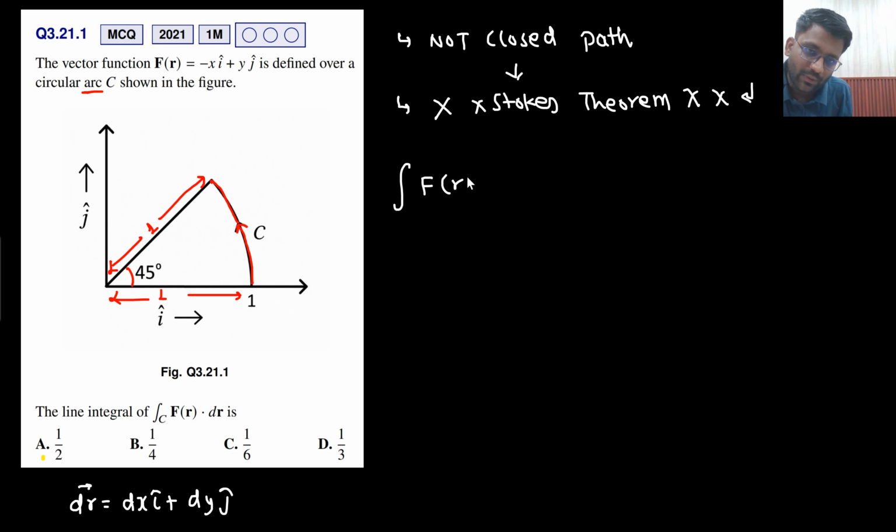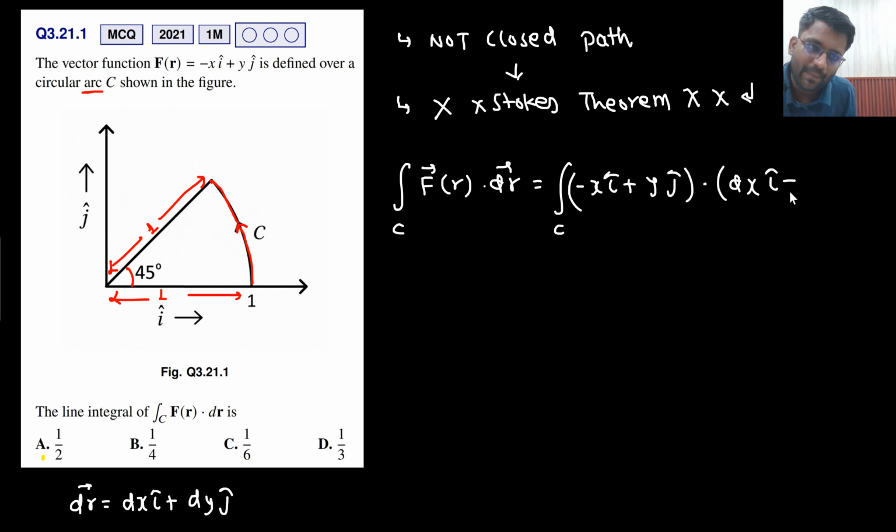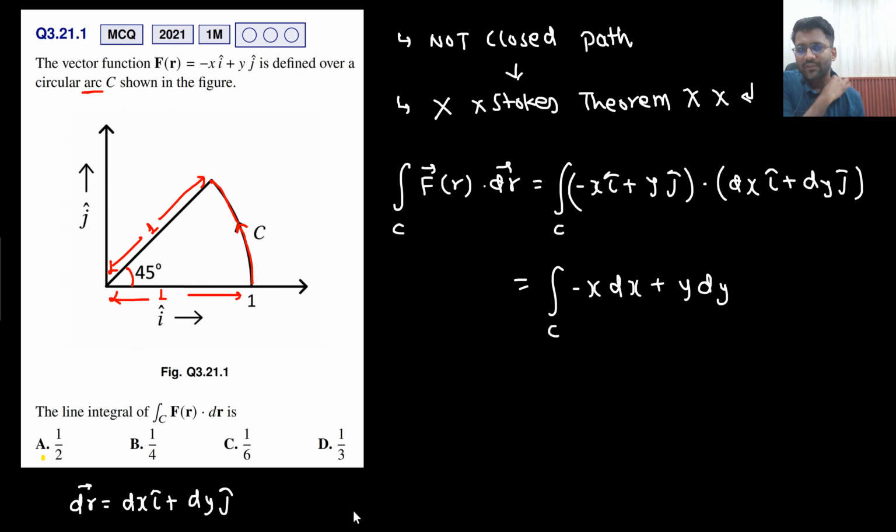So what we are supposed to calculate? F(r) dot dr over the curve C. So minus x i cap plus y j cap dot dr, which will be dx i cap plus dy j cap. So over the curve C, you are supposed to calculate minus x dx plus y dy. So for this curve C, I will apply the polar coordinate system.